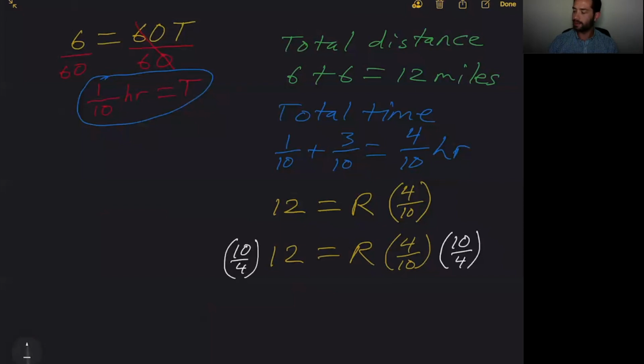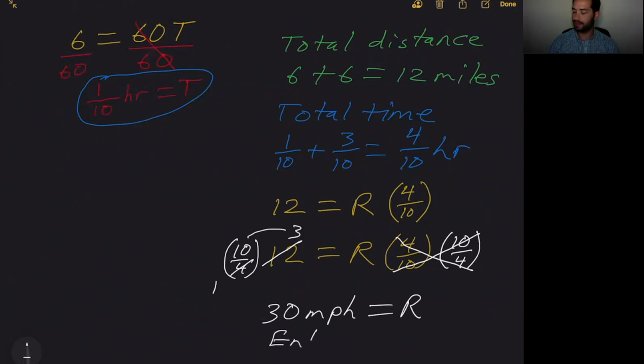Okay, so the 10s cancel out, the 4s cancel out, so that's just 1. And then over here we have 12 divided by 4. So that becomes 3, and that becomes a 1. And now we have 3 times 10, and that is 30 miles per hour equals rate for entire trip.